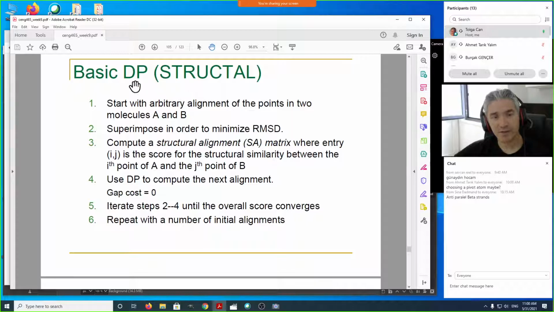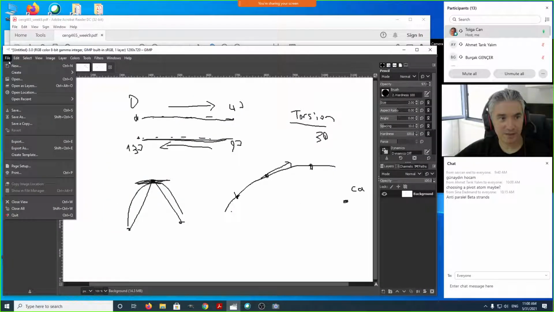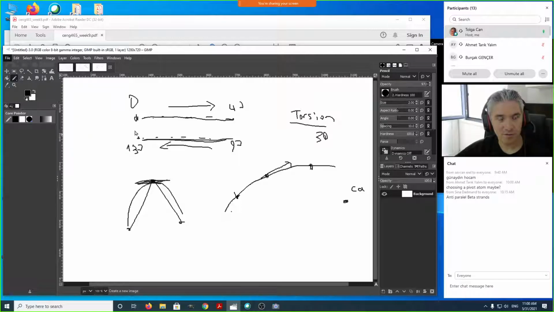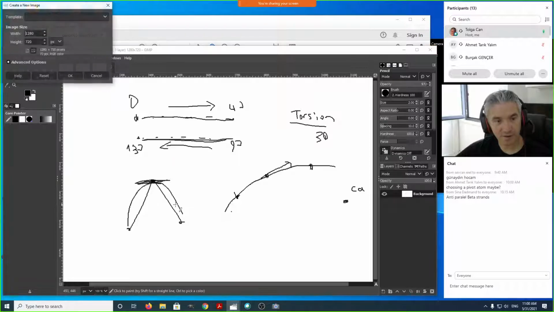So STRUCTAL, the idea is we first start with an arbitrary matching between the points of the two structures. Because in the second step, it superimposes the proteins to minimize RMSD. So the idea is this. We have two protein structures and we want to figure out whether they are similar in shape or not. Let me get a new slide here.